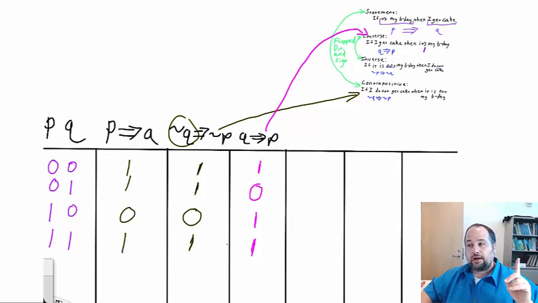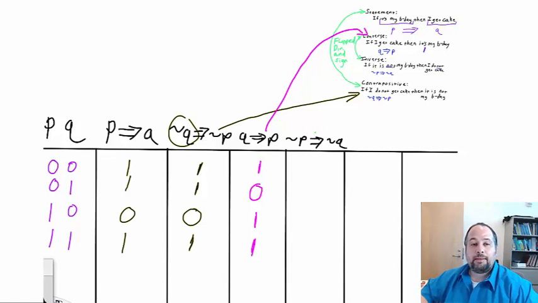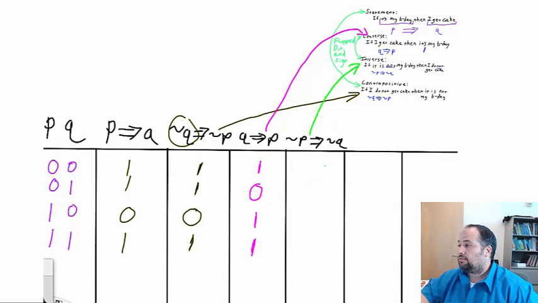The converse is different. It has a different truth table. Then we have not P implies not Q, which is our inverse. For this one, everywhere P is 1, we can just assume it to be true. When P is 0, not P becomes 1, and Q is 0, not Q becomes 1, so that means our implication is true there.